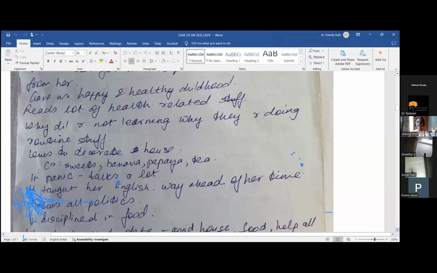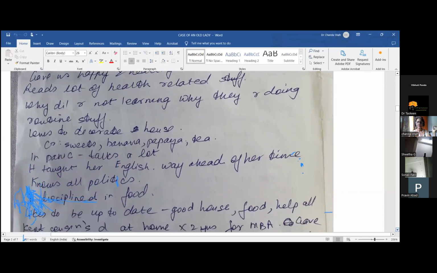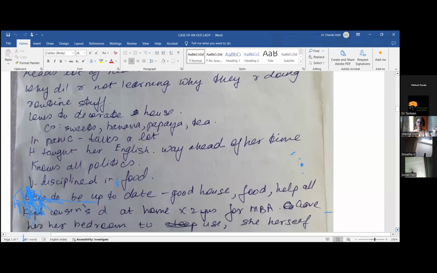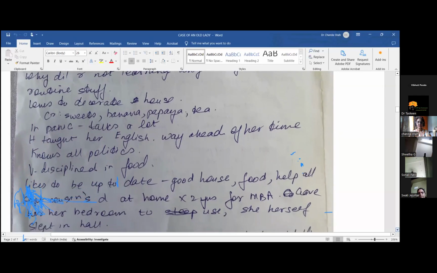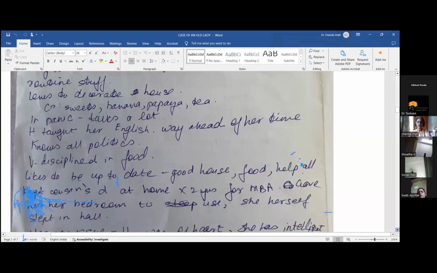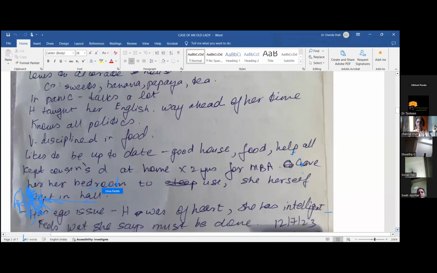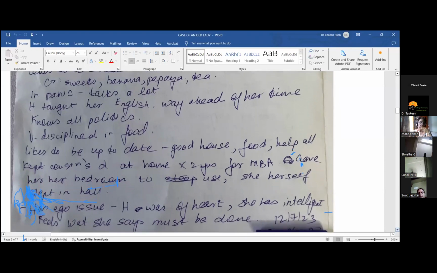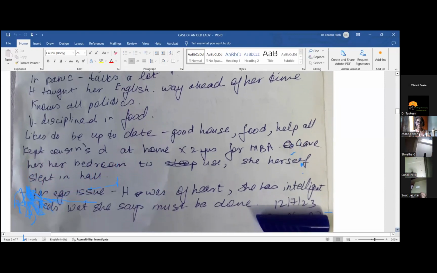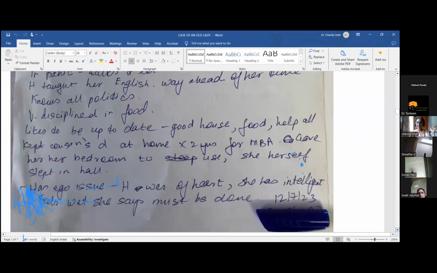She reads a lot of health-related material, and she feels why the daughter-in-law is not learning, why they are doing routine stuff. She loves to decorate the house. There's craving for sweets, banana, papaya, tea. In panic, she talks a lot. The husband taught her English, and the daughter said, my mother was way ahead of her time. She was not educated, but still she learned English from her husband. Very disciplined in food, and she likes to be up to date. House should look good and have good food, help everybody. That is her mantra in life.